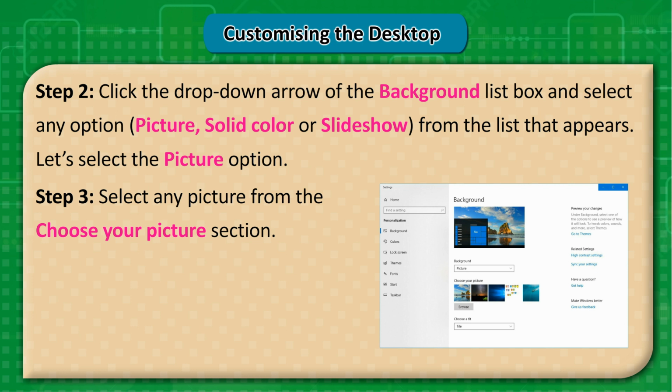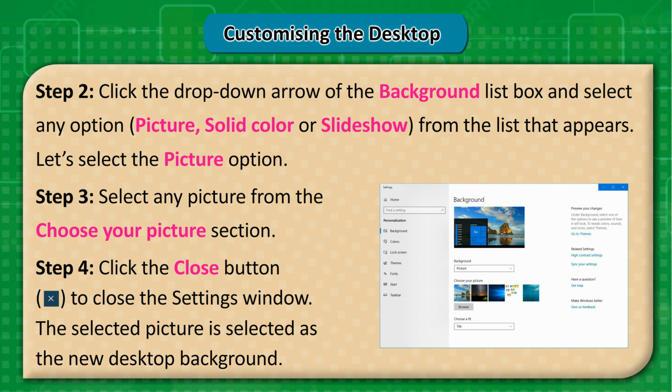Step 3. Select any picture from the Choose Your Picture section. Step 4. Click the Close button to close the settings window. The selected picture is set as the new desktop background.